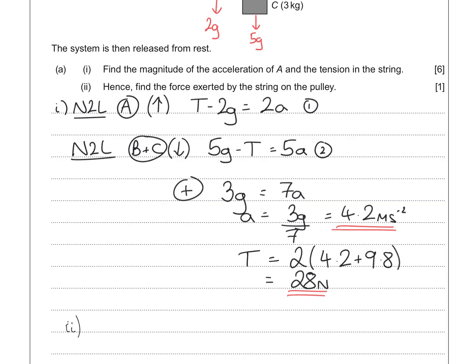Okay, then if you go back to your picture, you'll notice that the forces acting on the pulley are tension on one side and tension on the other side. So the total tension being experienced by the pulley is 2 lots of T, which is 56 newtons. And that's it. Okay, looking at the fact there's only 1 mark, it was always going to be something that we could just write down. Okay, nice straightforward 7 marks there, and let's move on.